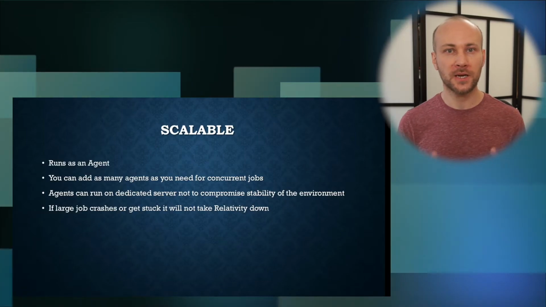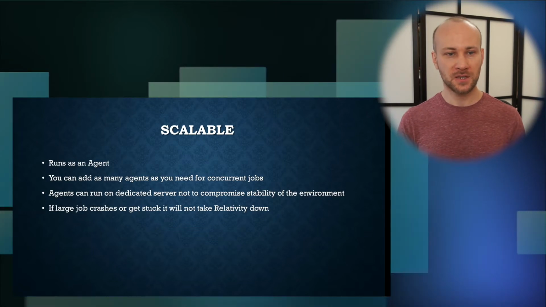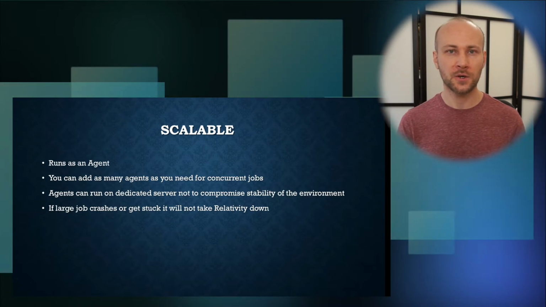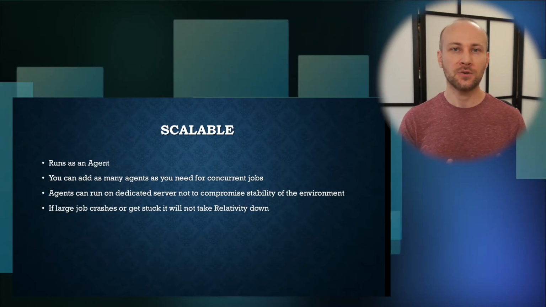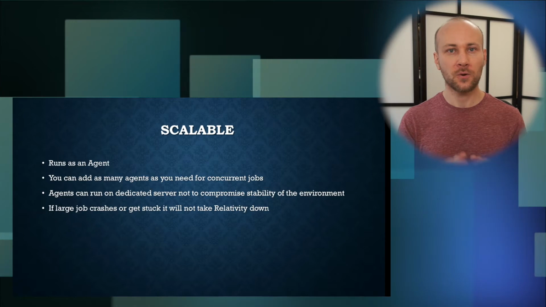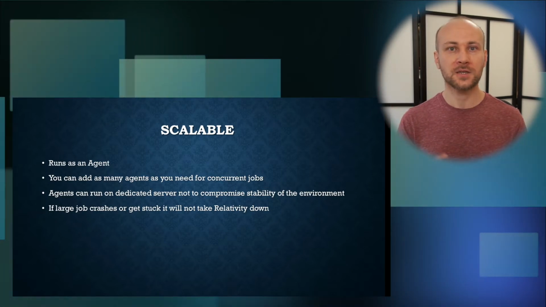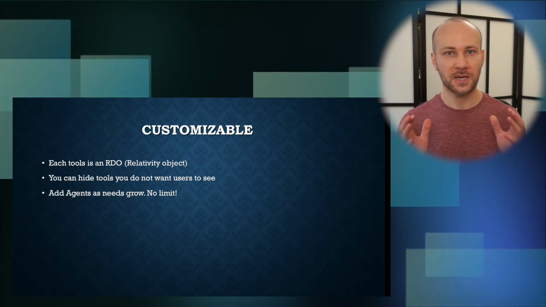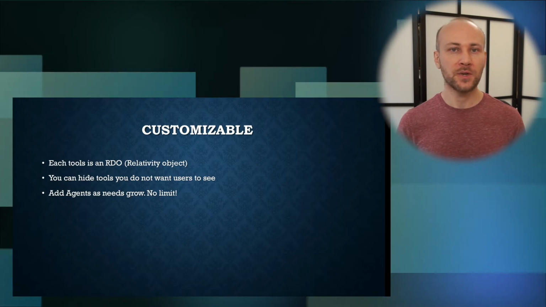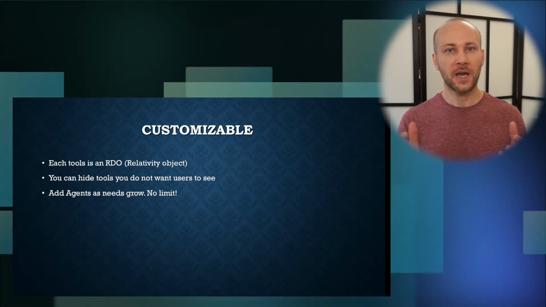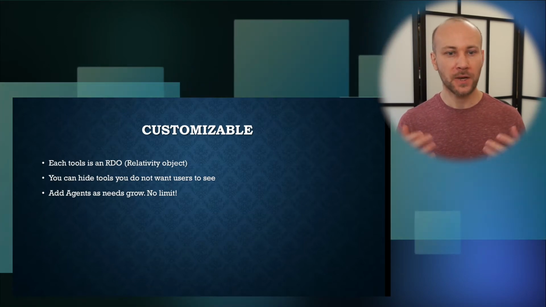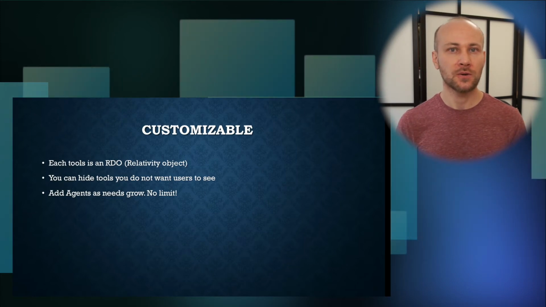As you saw before, the job was actually handled by an agent. So that means this is scalable. The more agents you add, the more concurrent jobs you can run. And as your environment grows, you can add more and more agents, and you can dedicate an agent server to just BatchGuru. So in case a job crashes or it's very heavy on the server, it doesn't affect the rest of the environment. BatchGuru is customizable. Each tool we've seen is an RDO, or Relativity object. That means you can display or hide it as you wish, and you can give certain people access to tools or take them away. And you can add agents as you need to with no limit.